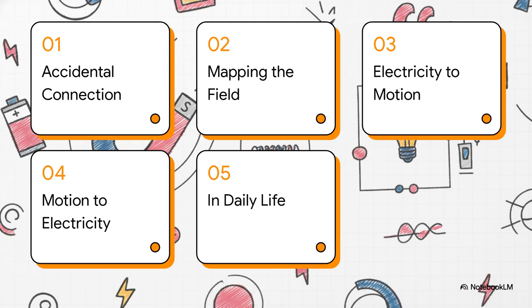So here is our roadmap for today's lesson. We're going to start with the accidental connection that kicked this whole thing off. Then we'll map the invisible field. Third, we're turning electricity into motion. Fourth, we're flipping that to create electricity from motion. And finally, we'll look at electromagnetism in your daily life. Let's get right into it.